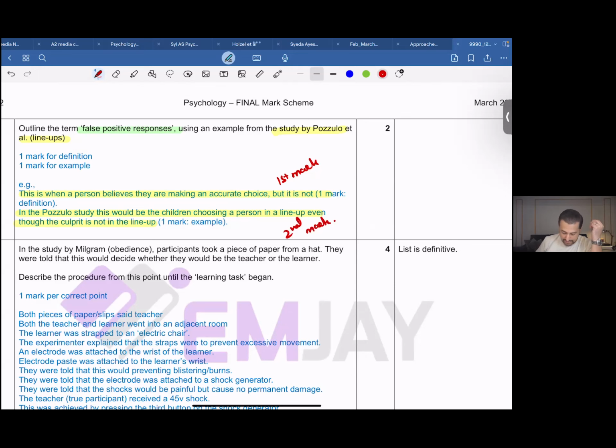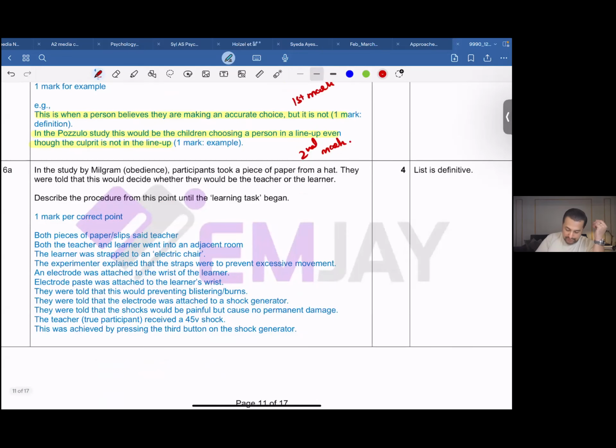Taking it quickly ahead, the sixth question is on Milgram. In the study by Milgram, obedience, participants took a piece of paper from a hat. They were told that this would decide whether they would be the teacher or the learner. Describe the procedure from this point until the learning task began.